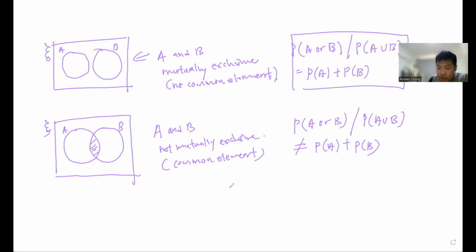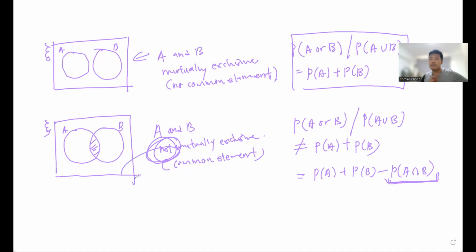So what happened to you? What you need to do is PA plus PB and then minus the P(A intersect B). You need to find out how many intersections there are, the probability for the intersection. You have to minus that so that you get the correct answer for P(A union B) if they are not mutually exclusive. So this is the conclusion from the explanation just now.